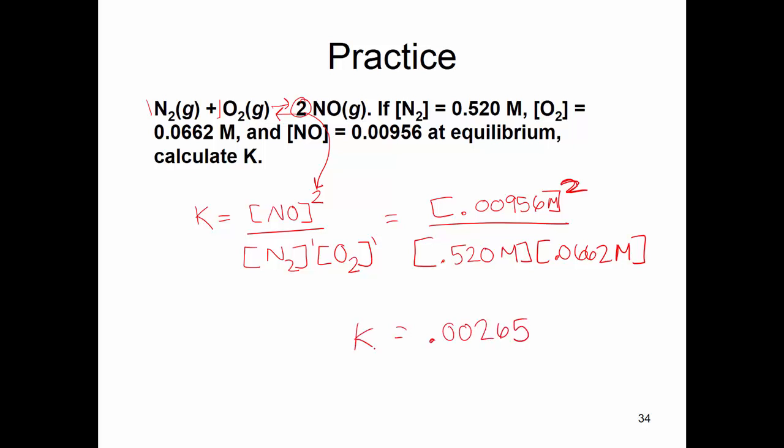K here is less than 1. Therefore, if K is less than 1, this means that this reaction would be reactant favored and lies to the left. All right, thank you for watching.